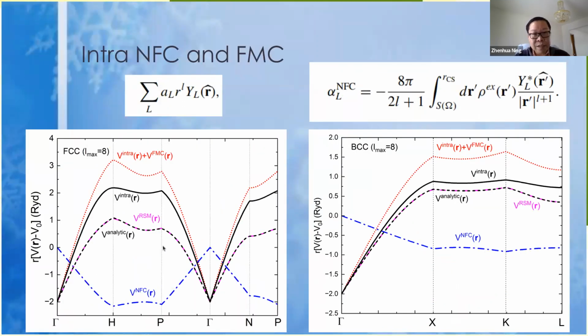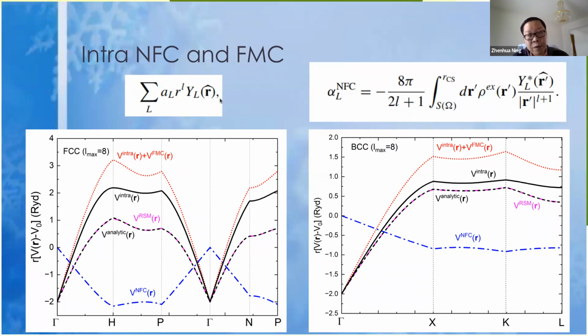So this is the plot for different parts of the removed field method. The black line is the intra-cell contribution. The red line is the summation of the intra-cell contribution and the far multipole contribution.